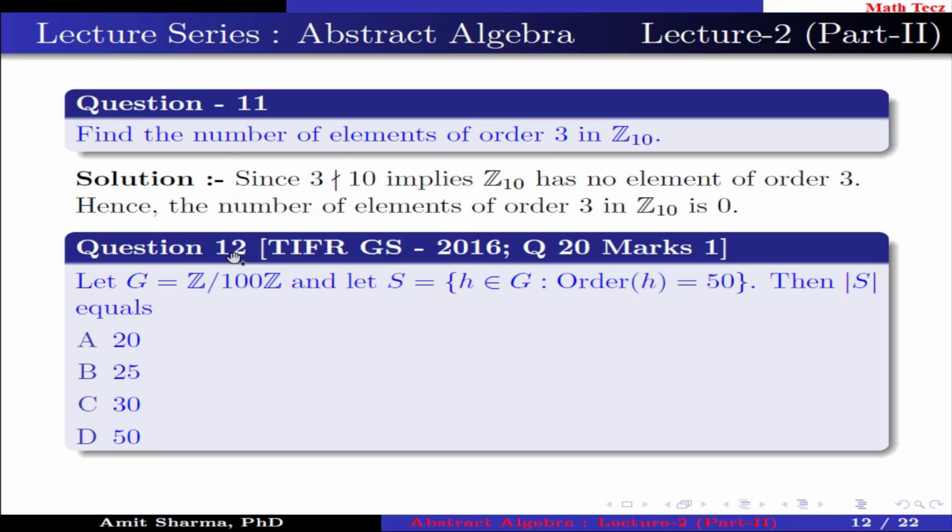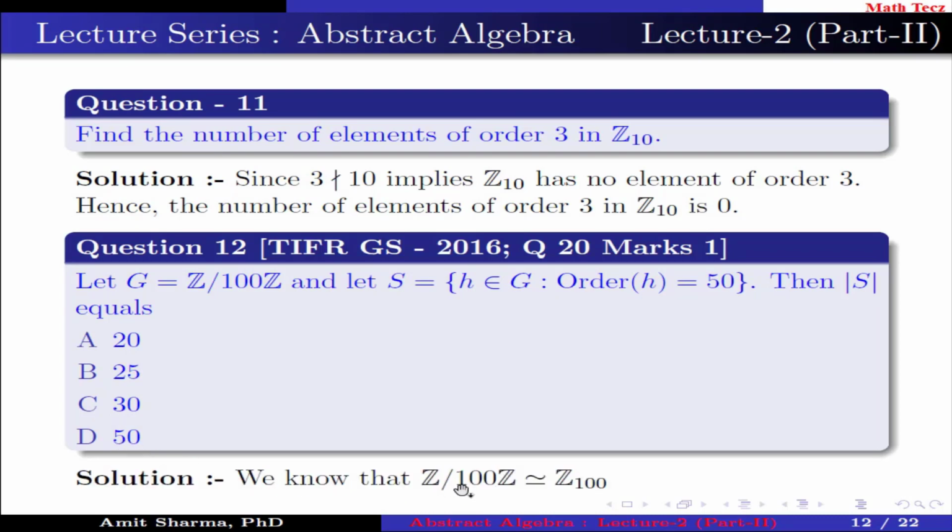Question number 12. This question was asked in the TIFR exam in 2016. Let G equal Z by 100Z and let S equal the set of H belonging to G such that the order of H is equal to 50. Then the cardinality of S equals: option A 20, option B 25, option C 30, option D 50.